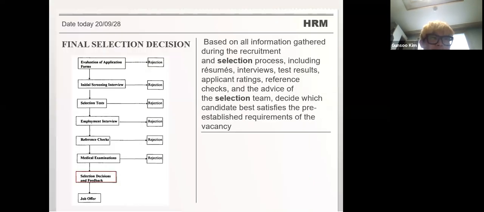And finally, for the final selection decision, based on all information gathered during the recruitment and selection processes, including resumes, interviews, test results, applicant ratings, reference checks, and the advice of the selection team, decide which candidate best satisfies the pre-established requirements of the vacancy.